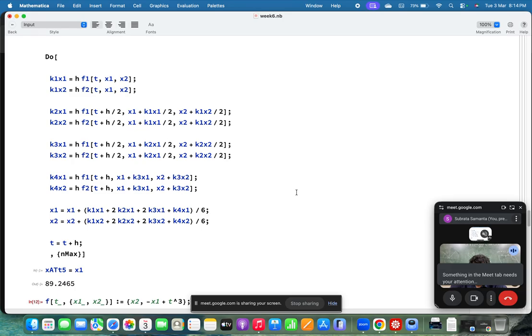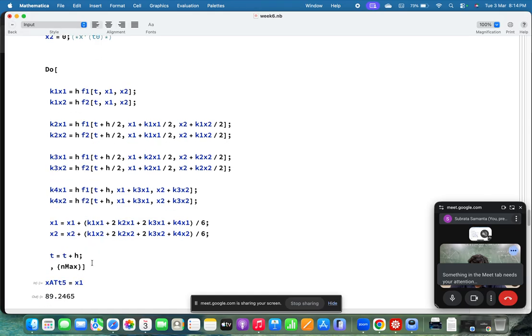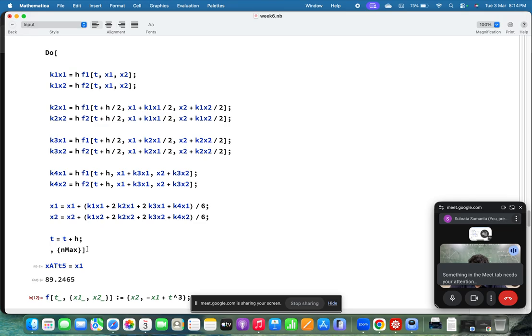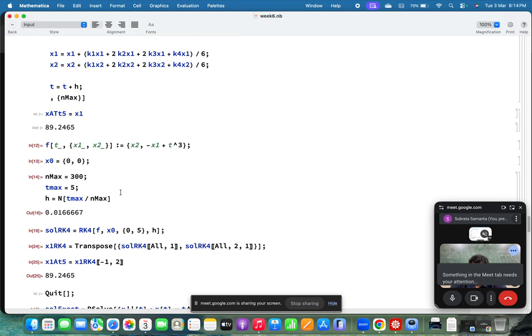Okay, so I again update at the midpoint, and then I update at the end point, and then I calculate x1. This is basically a weighted average, and similarly x2. I update t as t plus h. We perform the loop up to n max with a step of h. At the end, t equals 5, because your n max is 300, and you calculate h accordingly.